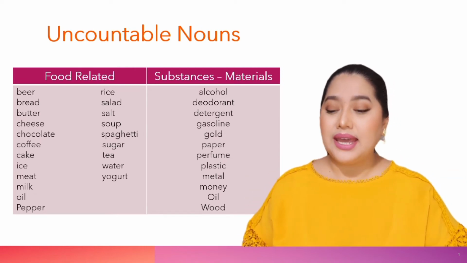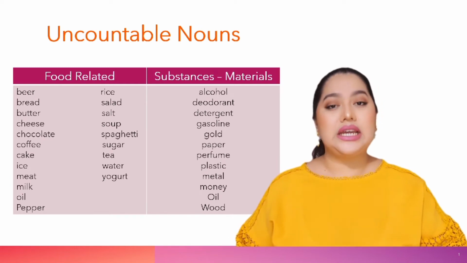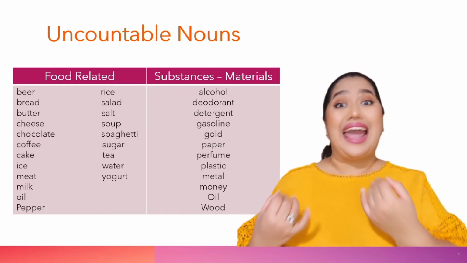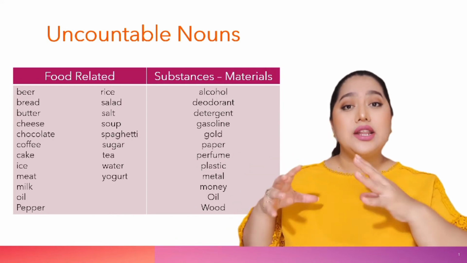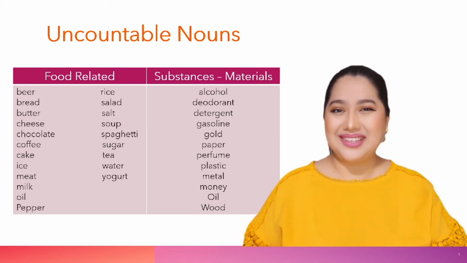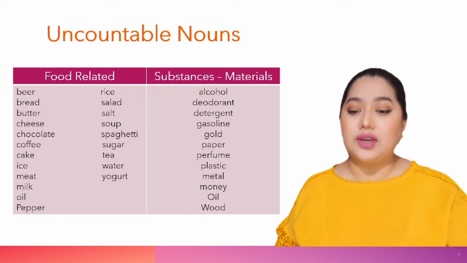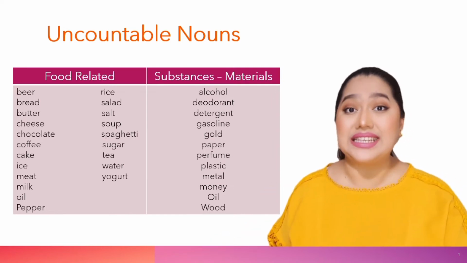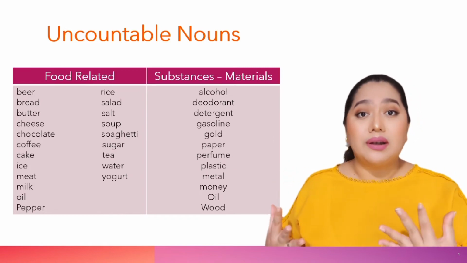Remember that. And it's the same for soup, spaghetti, sugar, tea, water, or yogurt. We can count these kinds of nouns, food-related nouns, I mean, and in those cases, we need to use a different measure. We'll see in a little bit. Now, let's see the second column. In the second column, you have substances or materials. It's the same. We can't count these materials or substances using numbers, using our fingers.